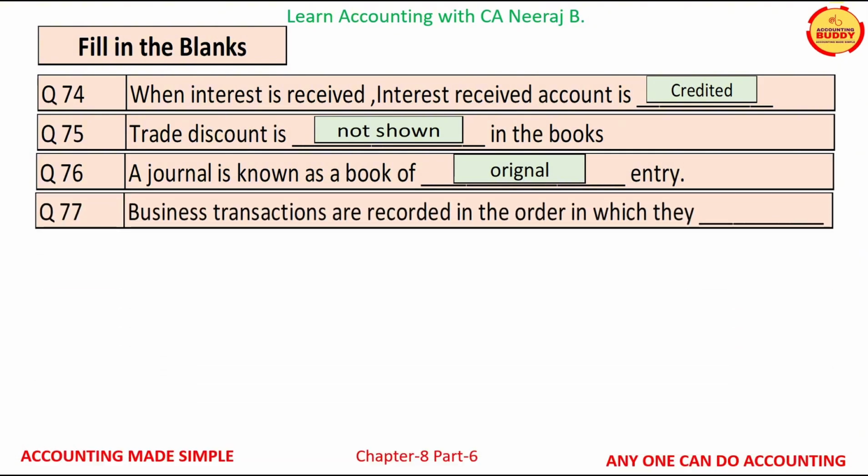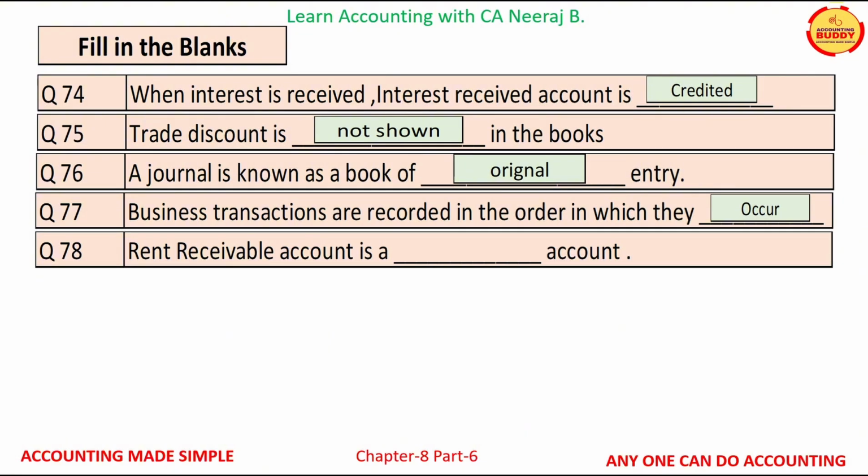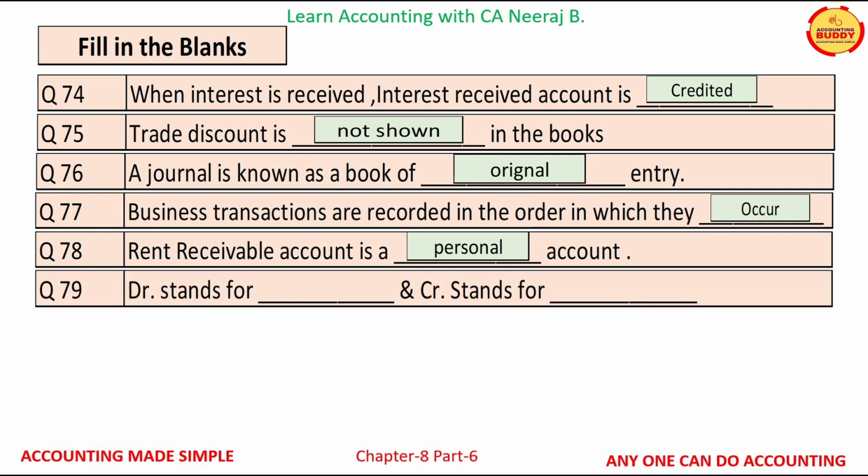Question number 77. Business transactions are recorded in the order in which they dash. The correct answer is in which they occur. Question number 78. Rent receivable account is a dash account. The correct answer is personal account. Question number 79. DR stands for dash and CR stands for dash. The correct words are debit and credit.